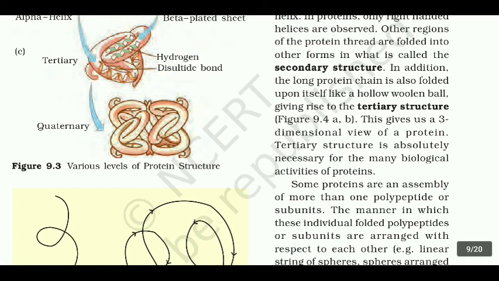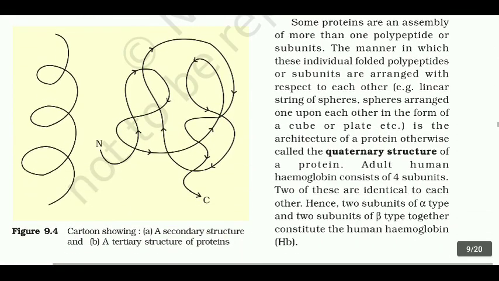Some proteins are an assembly of more than one polypeptide or subunits. The manner in which these individual folded polypeptides or subunits are arranged with respect to each other, for example, a linear string of spheres arranged one upon each other in the form of a cube or a plate, is the architecture of a protein, otherwise called the quaternary structure of a protein. Adult human hemoglobin consists of four subunits. Two of these are identical to each other. Hence, two subunits of alpha type and two subunits of beta type together constitute the human hemoglobin, Hb.